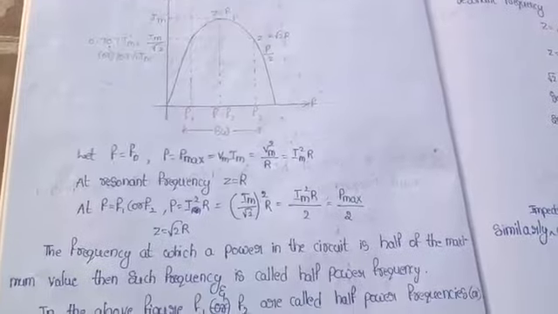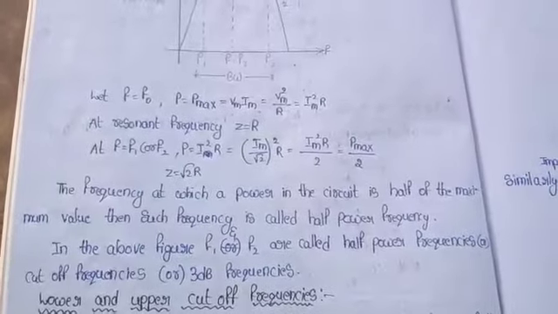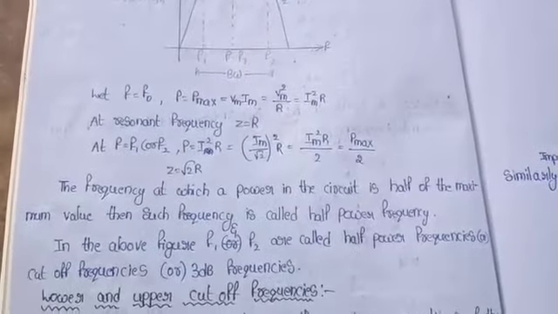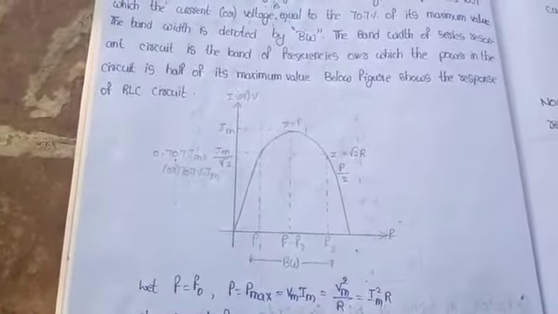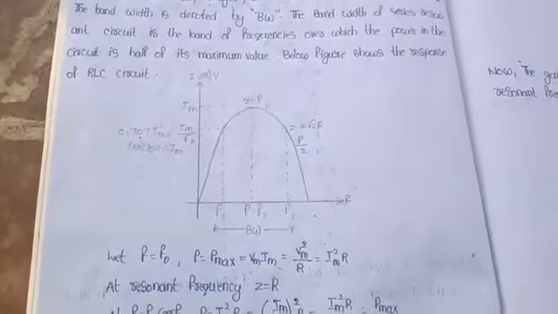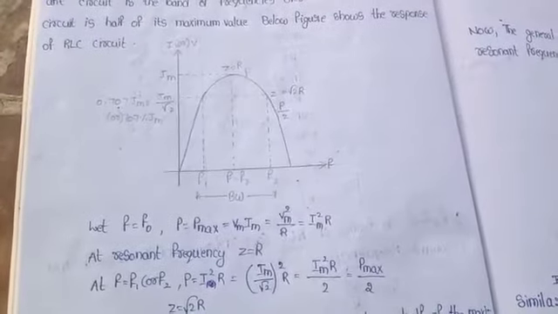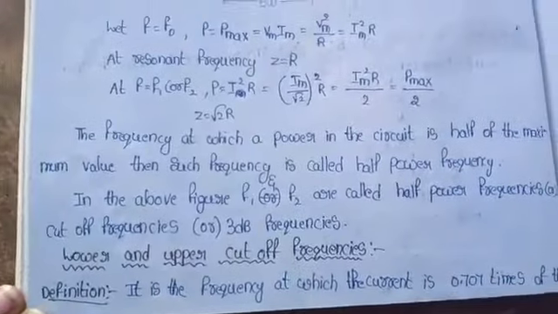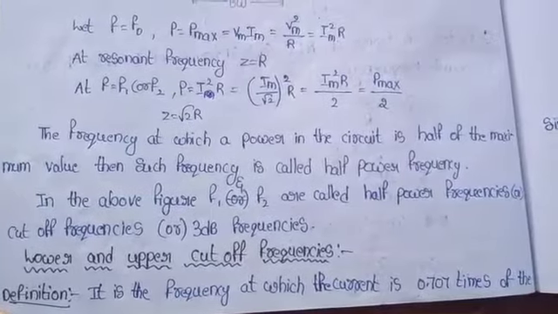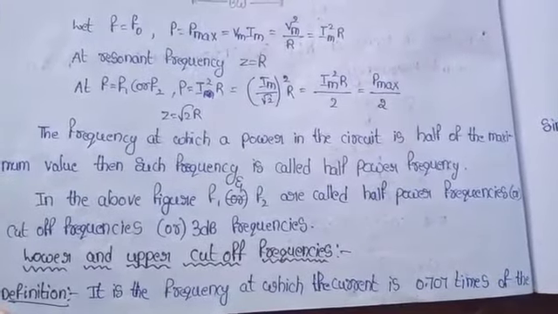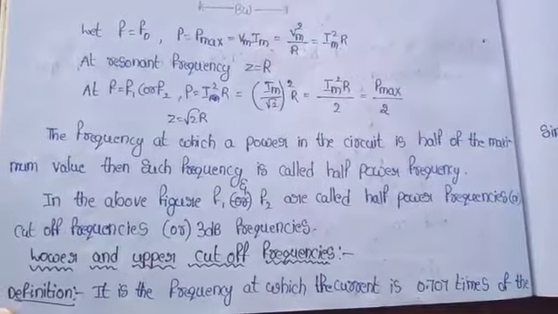So the frequency at which power in the circuit is half of the maximum value is called the half power frequency or cutoff frequency. In the above figure, f1 and f2 are the two half power frequencies or two cutoff frequencies. f1 is the lower cutoff frequency and f2 is the higher cutoff frequency. Half power frequency and cutoff frequency are both the same. The definition of cutoff frequency is the frequency at which the current is 70.7% of the maximum current, or 0.707 times the maximum current.